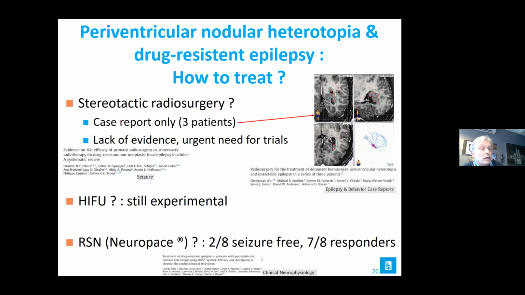HIFU, I did not find anything significant related to HIFU applied on heterotopia, and it is normal, it is still experimental in epilepsy. I found this interesting paper related to the responsive neurostimulation device, the famous NeuroPace device, applied on heterotopia, with rather satisfying outcomes, but it is only one reference. And again, I do not have any experience. It is, as you know, maybe not approved in France.